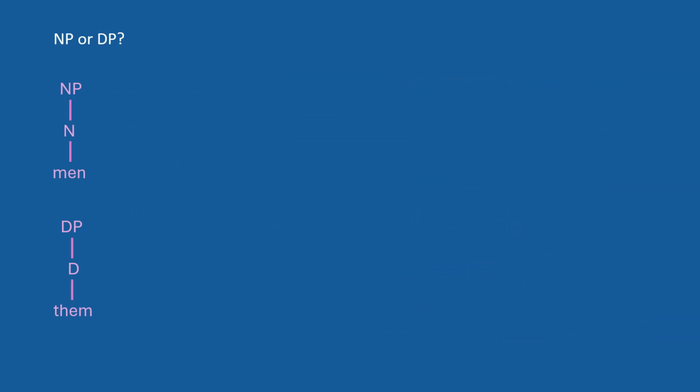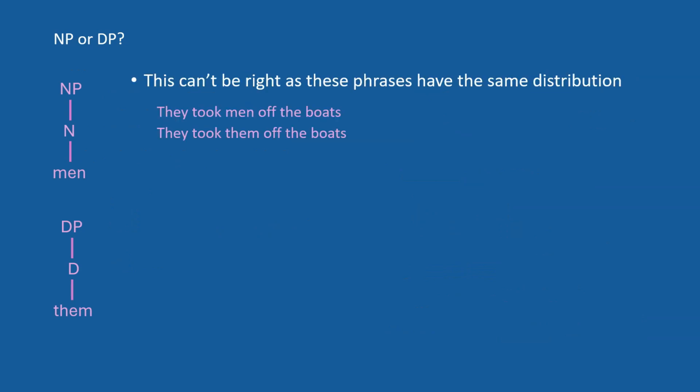But that can't be right, because these two phrases have the same distribution. And as we've said, things with the same distribution must have the same category. They are being put into the same structural position, and it's the category that determines that structural position. So you can say they took men off the boats, or they took them off the boats. Wherever you can have men, you can have a pronoun. Okay, so it can't be right that they are two different categories heading two different types of phrases. They must be the same phrase.